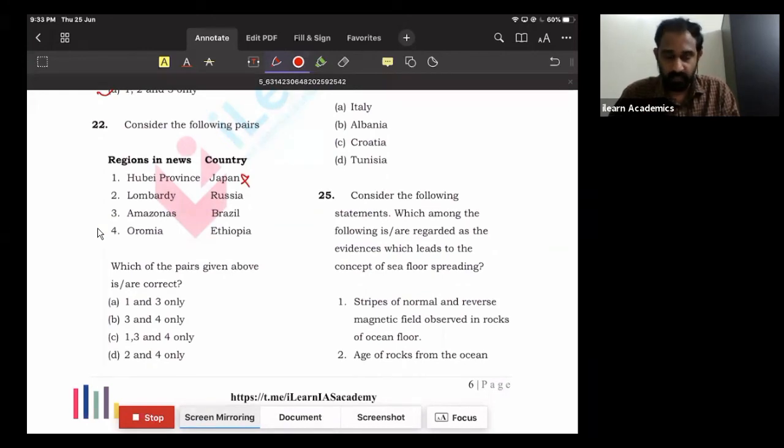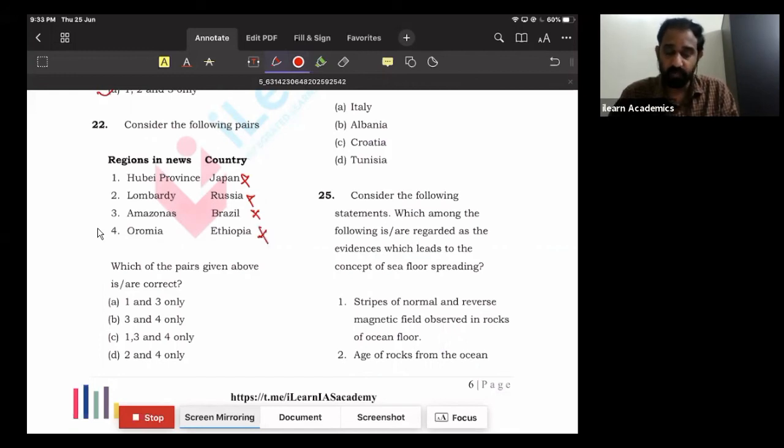Lombardy is in Italy. Its capital is Milan. So both of these places were in news because of the coronavirus issue or the COVID-19 pandemic. Amazonas is in Brazil. We have discussed about the Manaus city, which is the capital of Amazonas state of Brazil.